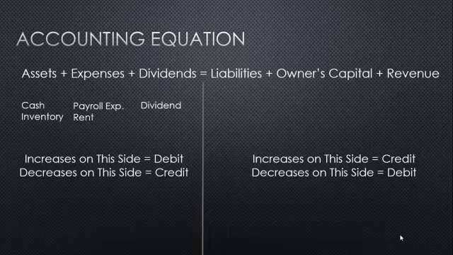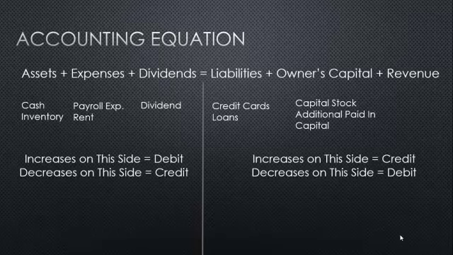If the amount of cash out of our pocket goes down, the amount of rent goes down, which it would never go down, FYI, and dividends will never go down. But if those were to go down, we will credit. And typically this will happen on the assets, expenses. We will always most likely debit those accounts. We'll never credit them. On the far right, liabilities, owner's capital, and revenue, such as credit cards and loans, capital, stock, and APIC, and sales and revenues, if they increase, we will credit that account.